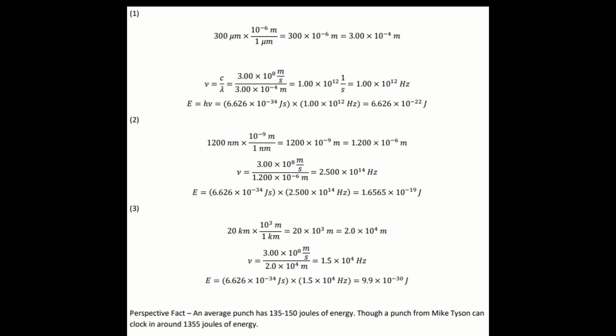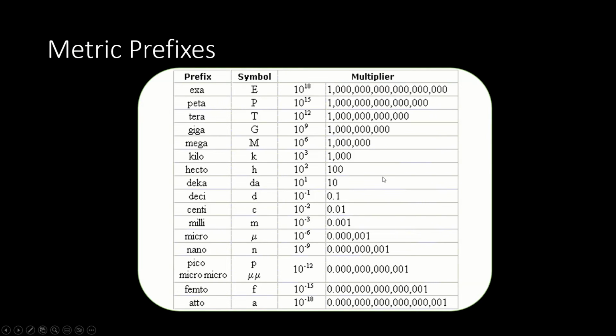With the first question, we have a 300 micrometer wavelength of light, so the lowercase fancy u, m means micrometer. In order to convert this to meters, we have to take 300 micrometers times 10 to the minus 6 meters per 1 micrometer. That came from this over here, 10 to the minus 6, anytime we have the micro prefix in front of our base unit of meter, gram, or liter.